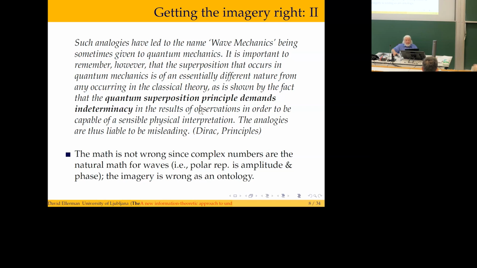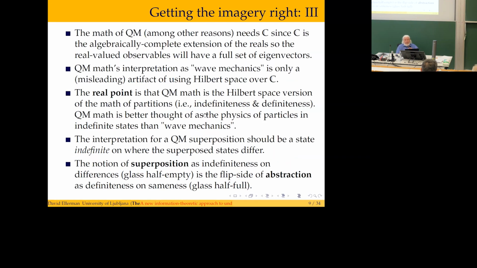And as I said, the math is not wrong, because the math of complex numbers is a natural mathematics to describe waves, because it's amplitude and phase. But the imagery is wrong. And this is a big change for people to get away from, because you've got so much discussion now in philosophy of quantum mechanics. It's all about waves, trying to take them ontologically. That's simply barking up the wrong tree.